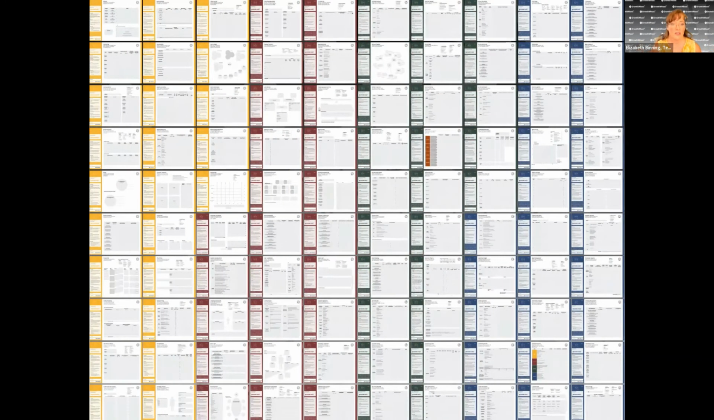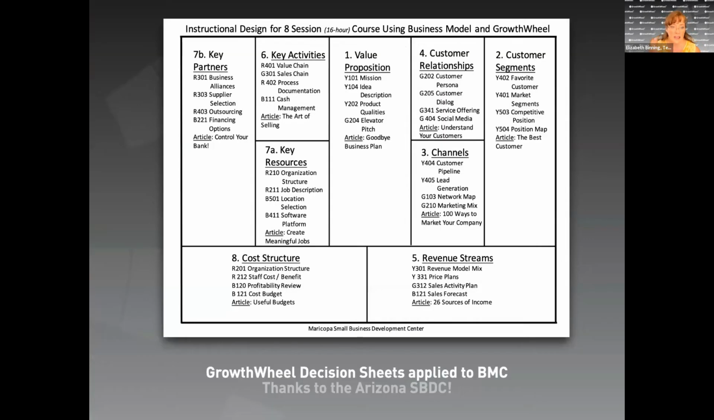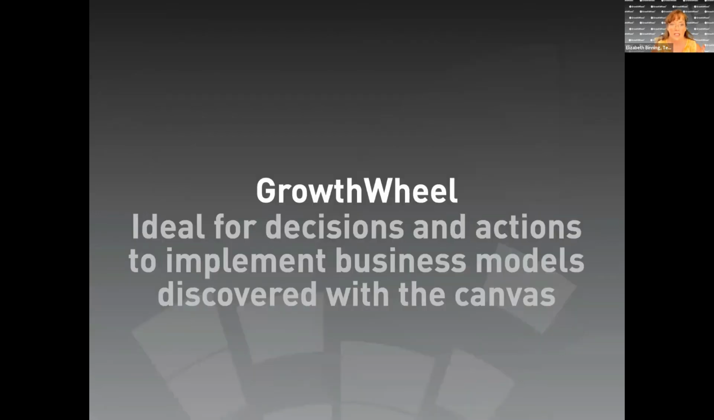All of these decision sheets may represent strategic decisions that your clients need to make. And I always say that they're like brainstorming sessions. When your client's unsure about something, that's when you want to look at those. But thanks to the folks at the Arizona SBDC that created this, where they actually mapped out the GrowthWheel tools on the business model canvas, as you dive into the canvas, there are GrowthWheel tools there to support you. And really, GrowthWheel is more ideal for helping to operationalize and make that action plan.